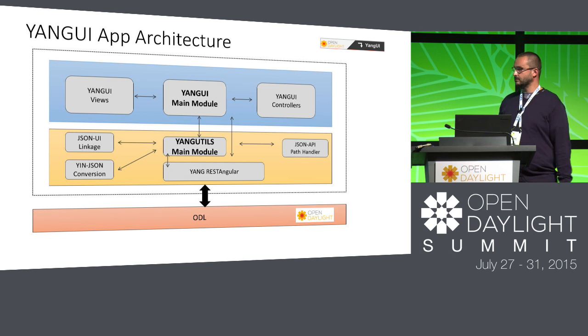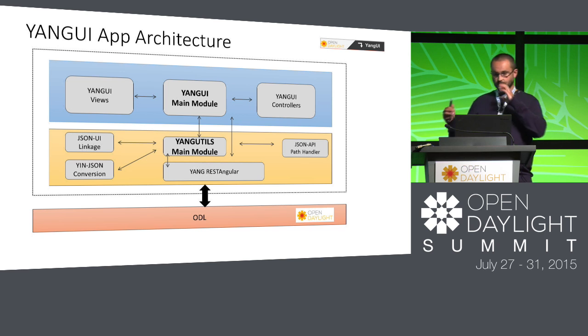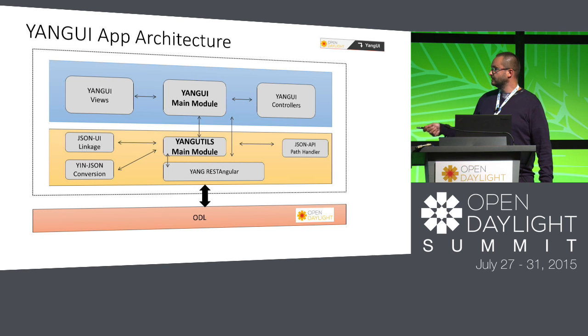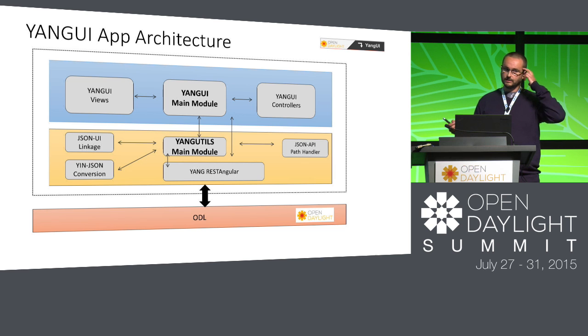We can talk a little bit more in the next slides, and create the data, and the UI is just using the data. There are some components like the yin JSON conversion. We read the yin schemas from the controller, converting to the JSON.